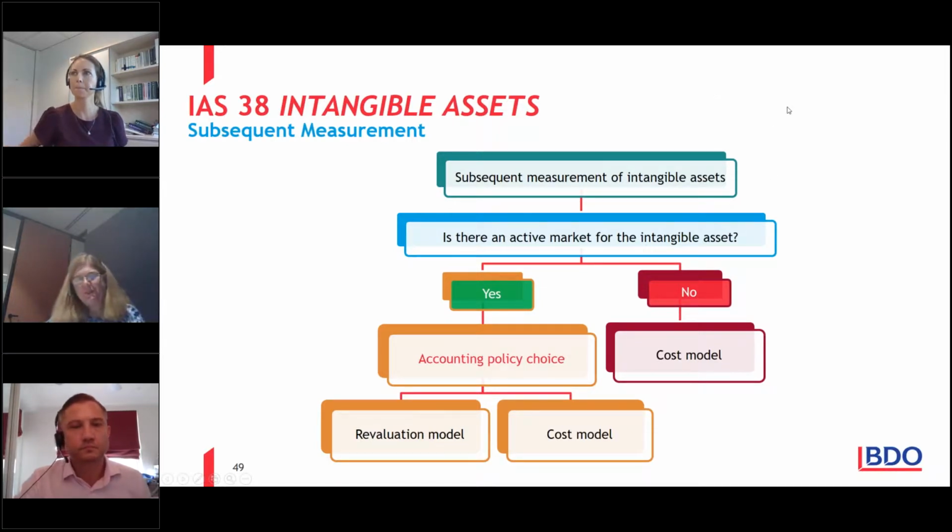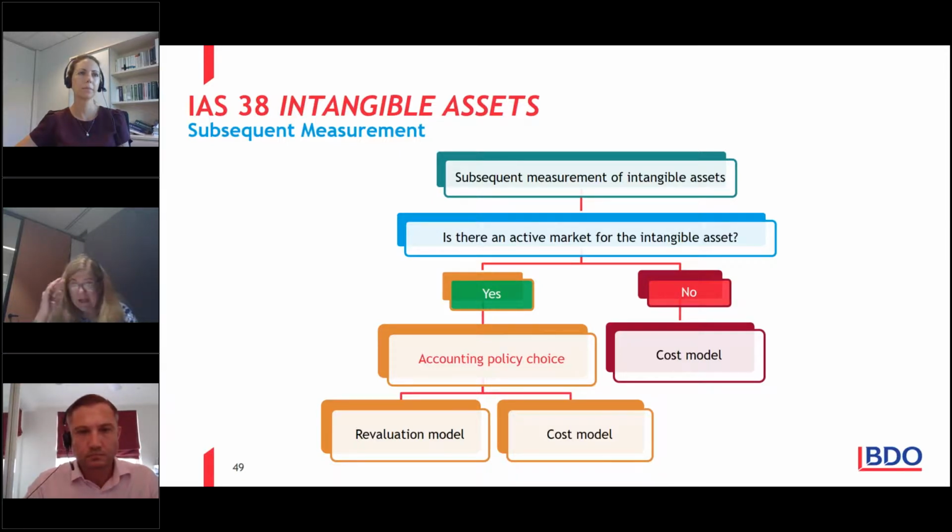I thought after property, plant and equipment, we might have a very high level look at intangible assets. So with intangible assets, we don't have a free choice on whether we would like to measure intangible assets using the cost model or the revaluation model. You first have to get past a threshold question: is there an active market for the intangible asset? Because if there's no active market, you can only use the cost model. There's no choice. However, if there is an active market for the intangible asset, you've got an accounting policy choice between cost model and the revaluation model.